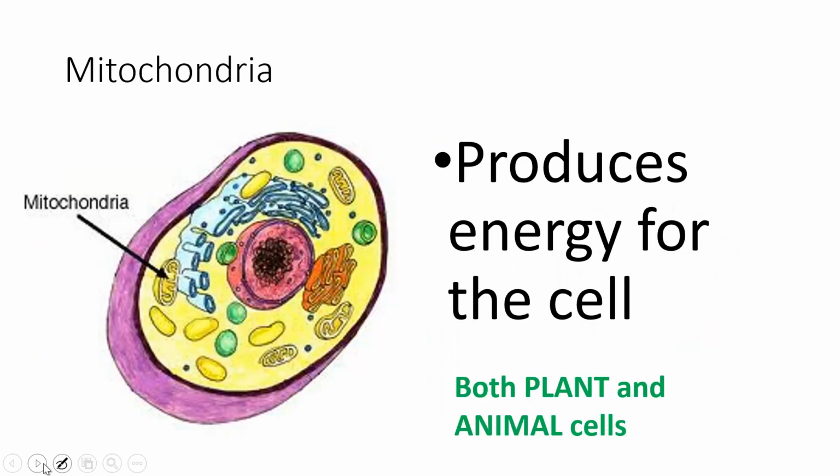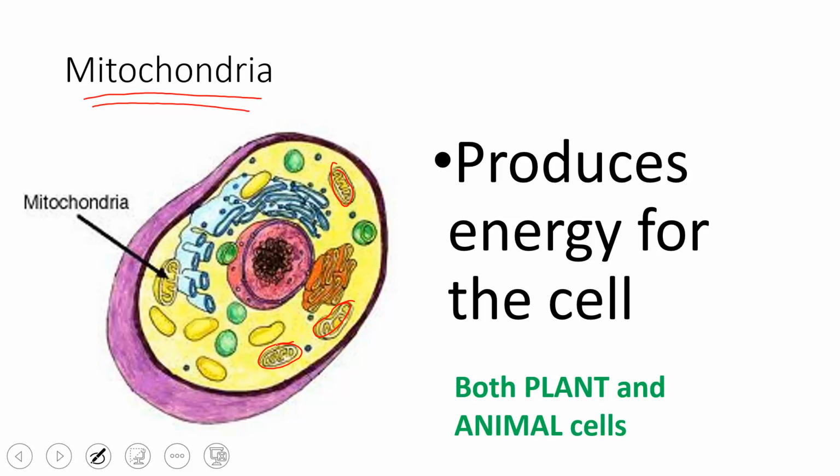Let's look at the next one. The next organelle is called mitochondria. I'll say it again. Mitochondria. Mitochondria produces energy for the cell. They are jelly bean-shaped organelles that are inside of both plant and animal cells.